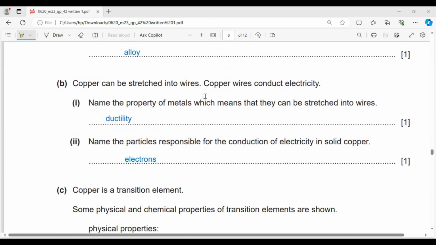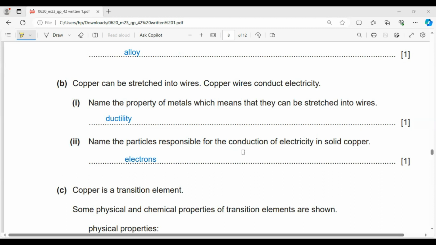Copper can be stretched into wires. Copper wires conduct electricity. Name the property of metals which means that they can be stretched into wires, which is known as ductility. When metals can be drawn into wires, they are known as ductile, and when they can be converted into sheets, they are known as malleable.